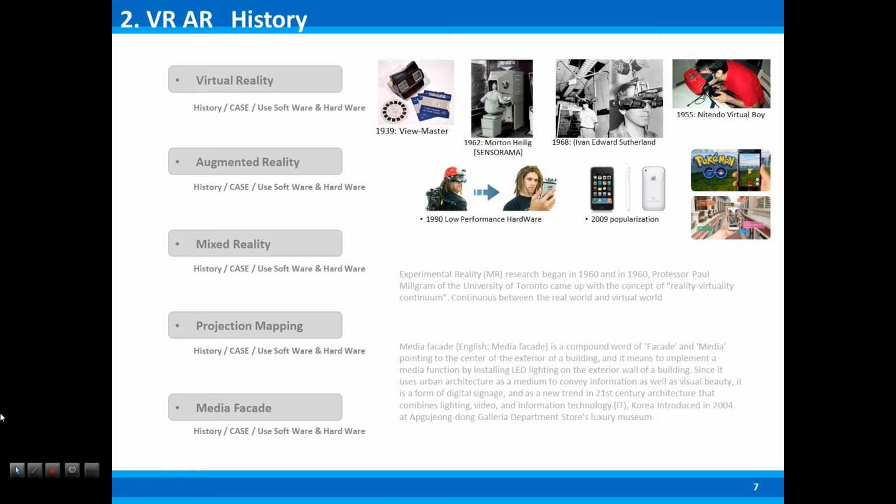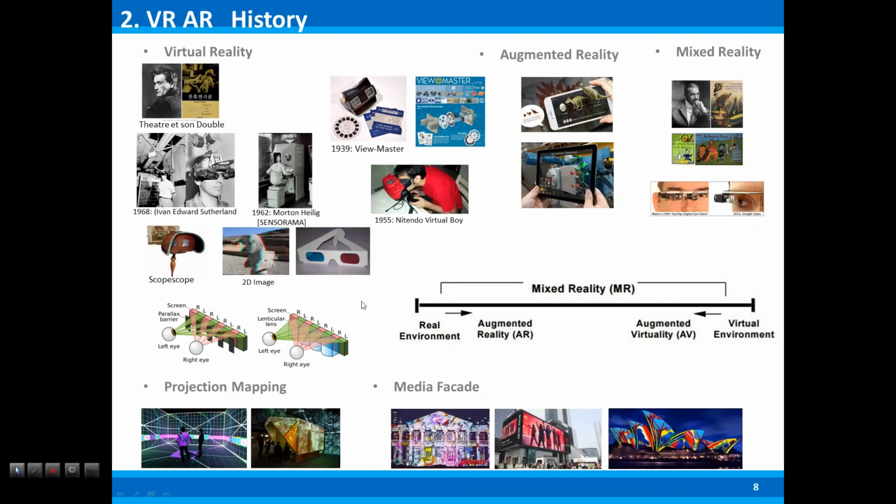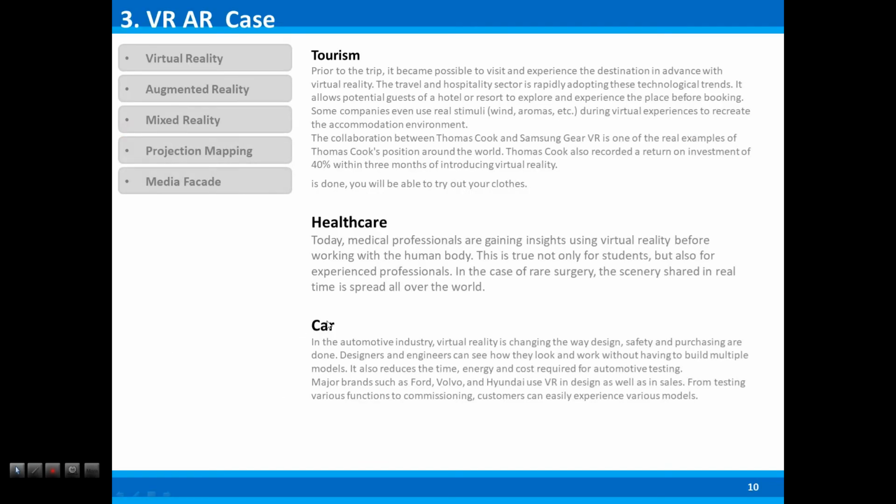Afterwards, in 2009, various functions were added to the smartphone and upgraded to a high-performance product, which began to be optimized to apply augmented reality. In addition, projection mapping and media facades are rapidly being applied and developed in the modern era when large display technologies are developed. We have briefly looked at history, but we will be able to learn more details in future lessons. Next, we will look at the application in various forms of industrial and educational treatment.